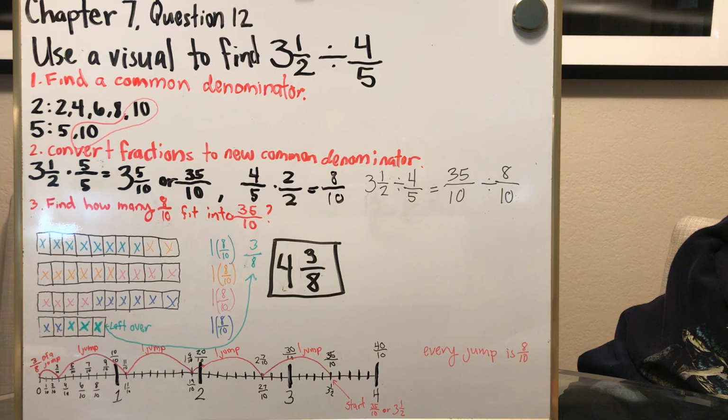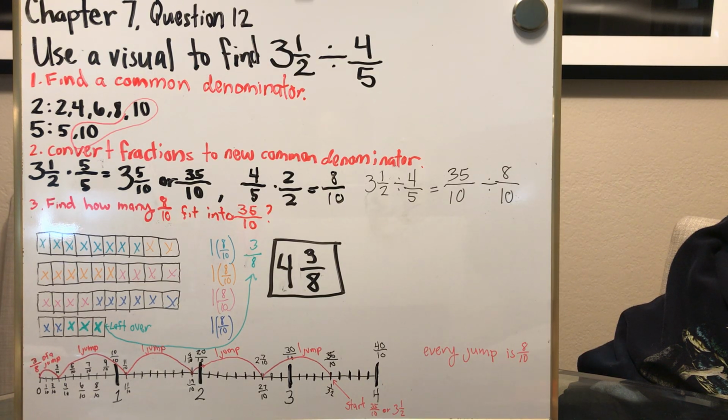Okay, for our visual, what we did was we drew out 3 wholes and then 3.5 wholes. Each whole is divided up into 10 equal spaces, just like our denominator. And then so we have a total of 35/10, just like the beginning of the problem. And we're going to divide it into 8/10. We're basically going to see how many groups of 8/10 fit into these 35/10.